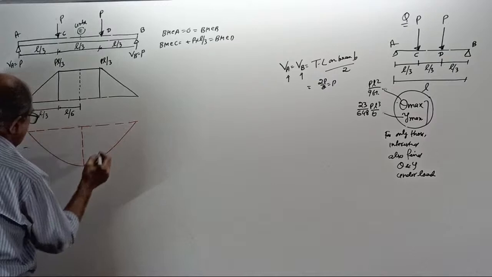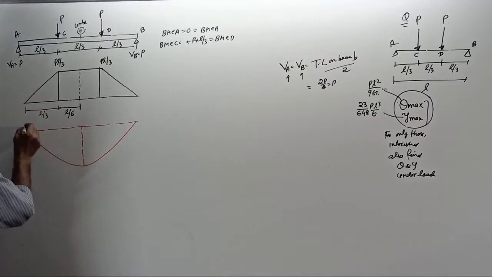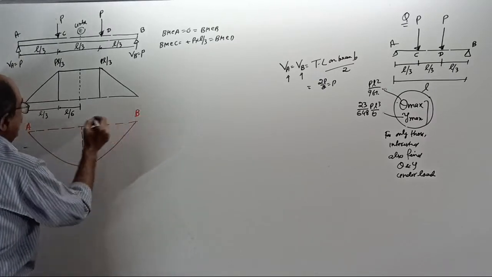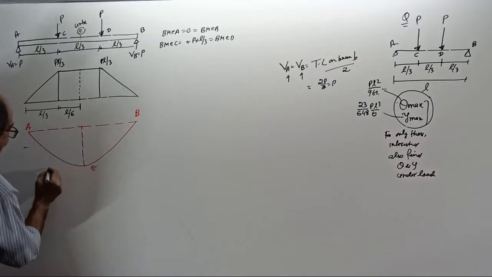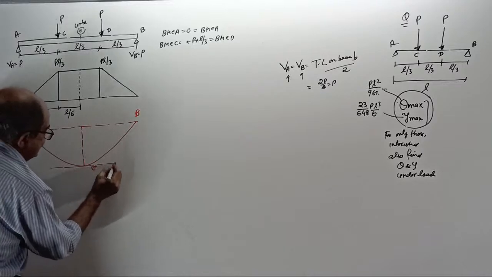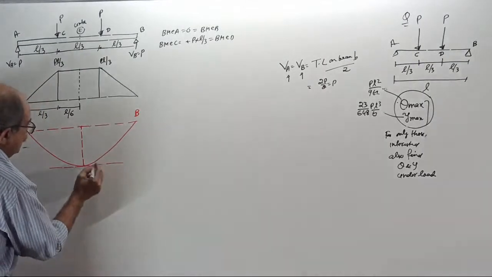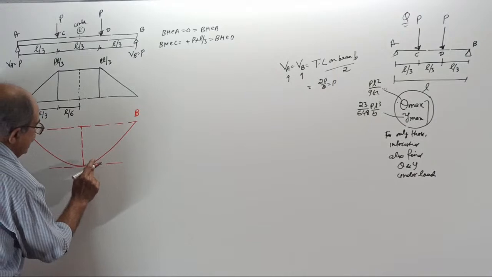As smooth as possible. This is point A. This is point B. Your point E will come here. At point E, E is the center. Be careful, not C. This is E.